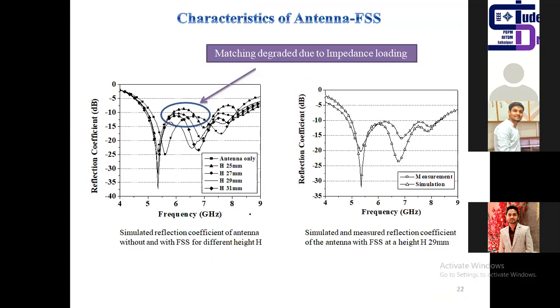And here you can see the reflection coefficient, that is S11, for the antenna. You can see even after placing the FSS, the S11 has not changed. It's covering the 5 gigahertz to 8 gigahertz frequency band. But the problem here is that the impedance matching is affected. It is going above the minus 10 dB level. I'm talking about the VSWR. So the VSWR is not 2:1 because it's going above the minus 10 dB level.